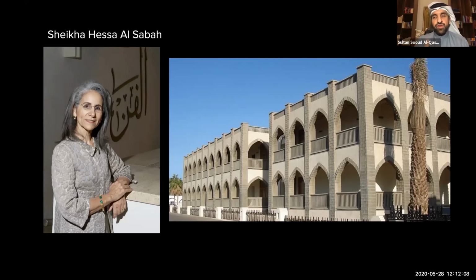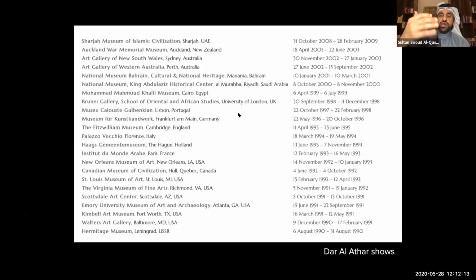Now, another element of Sheikha Hassa's collection really inspired me, which is the fact that she took the collection on tour throughout the past 3 decades. The collection has been touring a number of very prestigious museums, from the Hermitage, even the Mahmoud Khalil Museum, all the way to museums in the US. And this is part of Kuwaiti, or let's say Sheikha Hassa's own cultural diplomacy. And that was very important for me when I was thinking about the establishment of Barjeel and linking it to a type of cultural diplomacy.